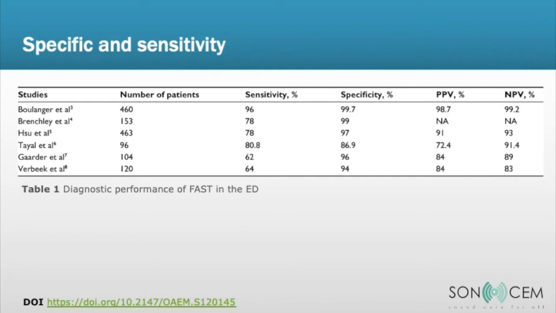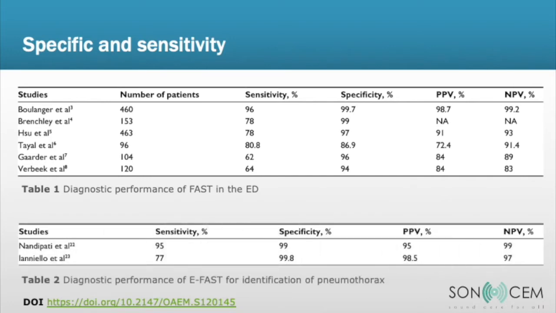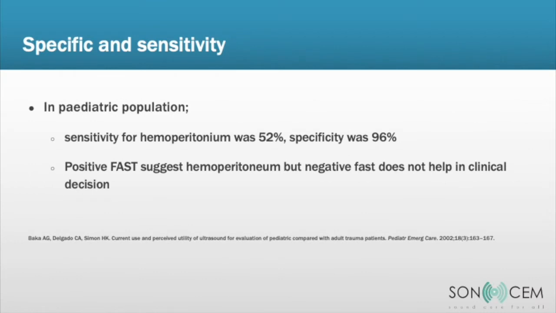For specificity, most of the studies show that the specificity for FAST is more than 95%. For pneumothorax, the sensitivity for EFAST is between 77 to 95% and the specificity is almost 100%. However, in the pediatric population, the sensitivity for hemoperitoneum is much lower compared to adults, about 52%. A positive FAST suggests hemoperitoneum, but a negative FAST does not exclude intra-abdominal injury.